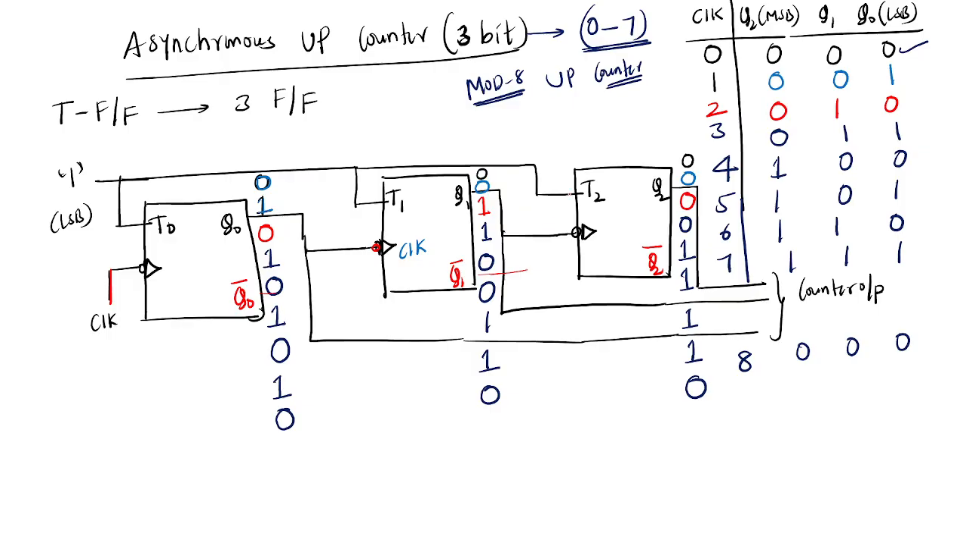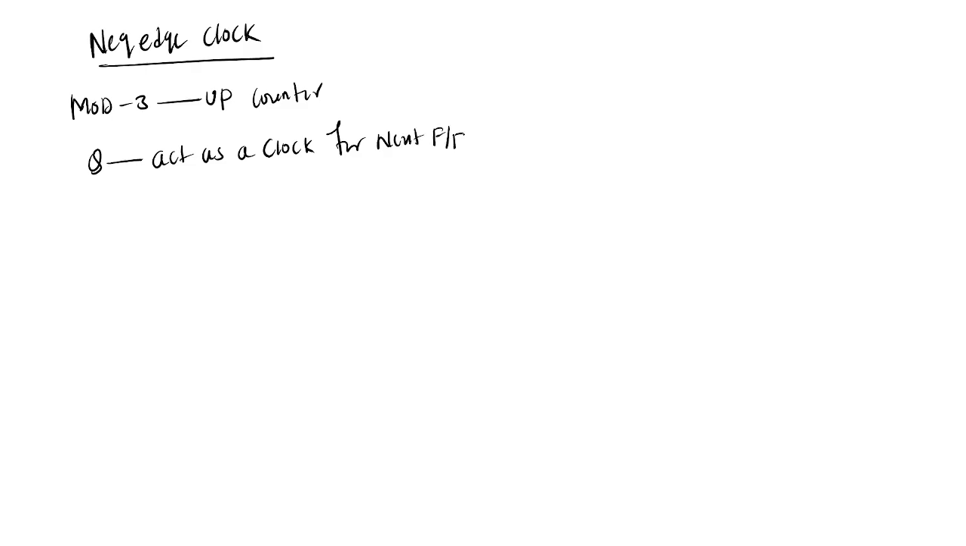Down counter. So that means here, if you write in conclusion, suppose for negate of clock, if you want a mod 3 up counter, Q acts as a clock for the next flip flop, starting from the LSB. And if you want a mod 3 down counter, Q bar acts as a clock for the next flip flop.